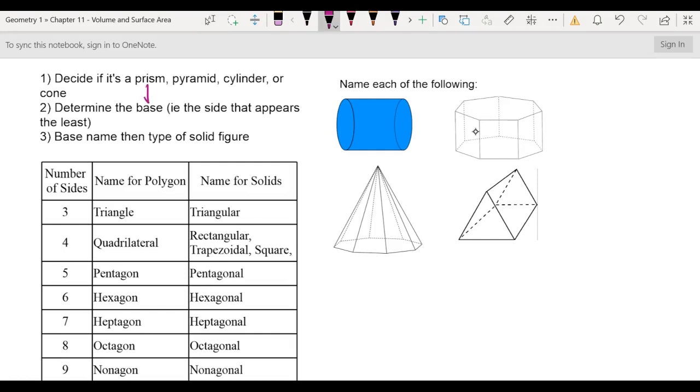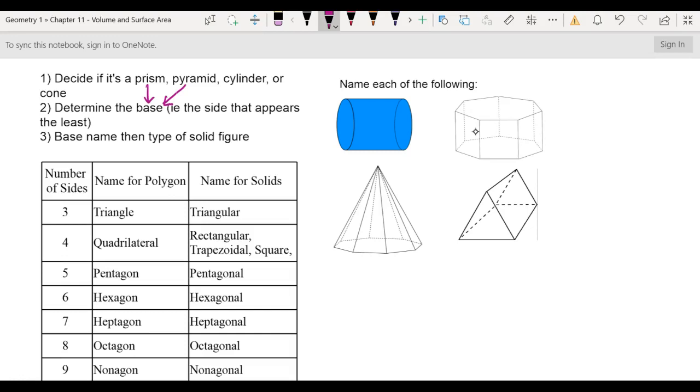So if you get a prism or a pyramid, you have to decide on the base. The base is the side that appears the least. Okay? Then you give the base name, which is here in this third column, and the type of solid. So the type of solid is calling it a prism or a pyramid. Okay, so I'm going to hold some up.